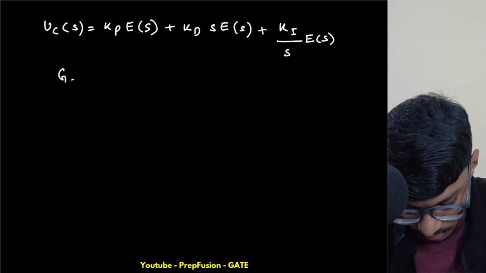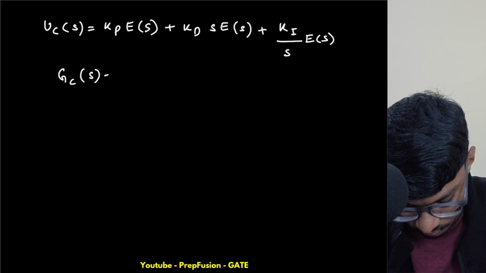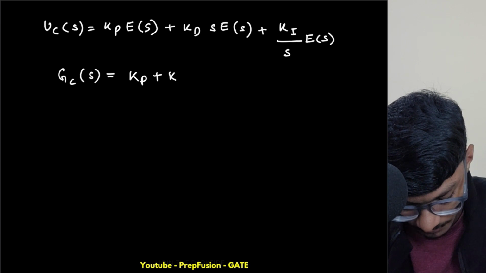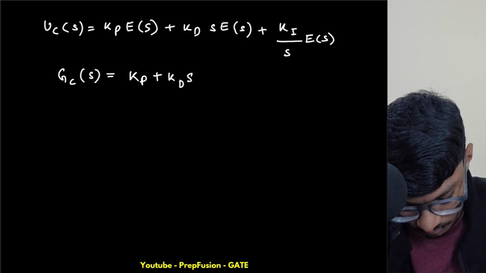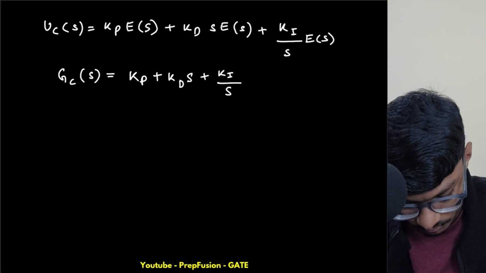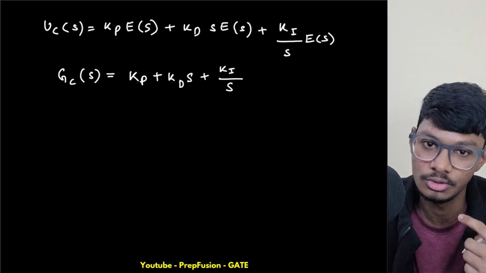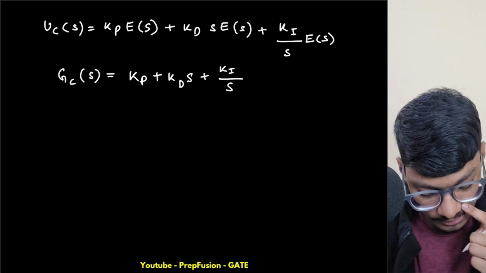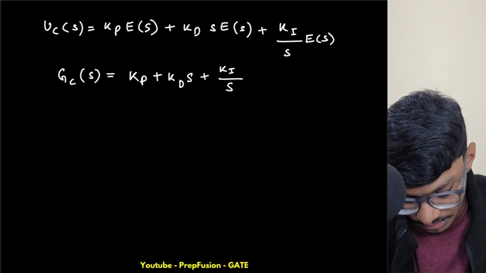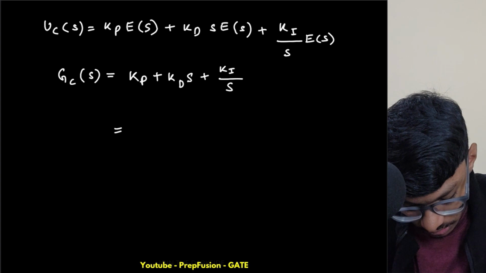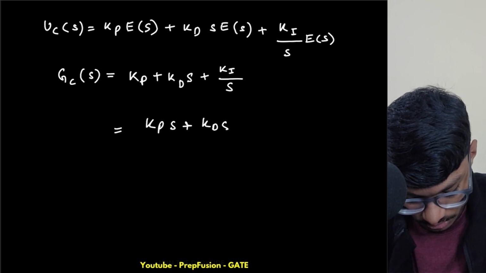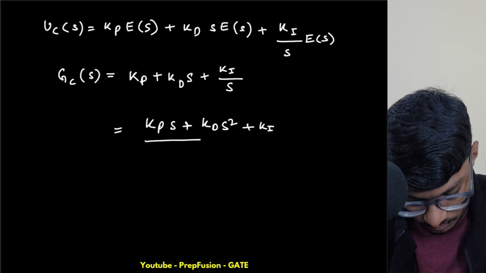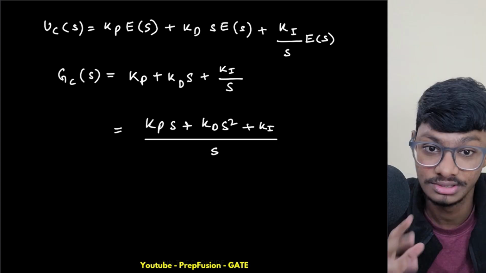So my controller transfer function equals this. Here, how many zeros or poles does it introduce? You might say 1 zero and 1 pole. No, it introduces at least 2 zeros. This is KD S square plus KP S plus KI, divided by S. So this system is also non-causal.